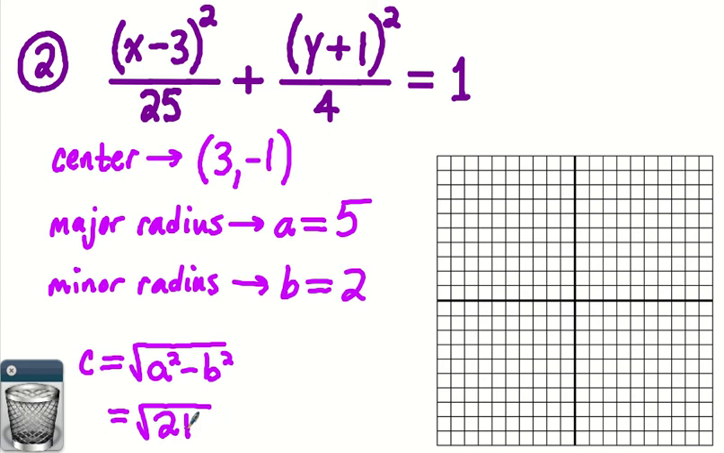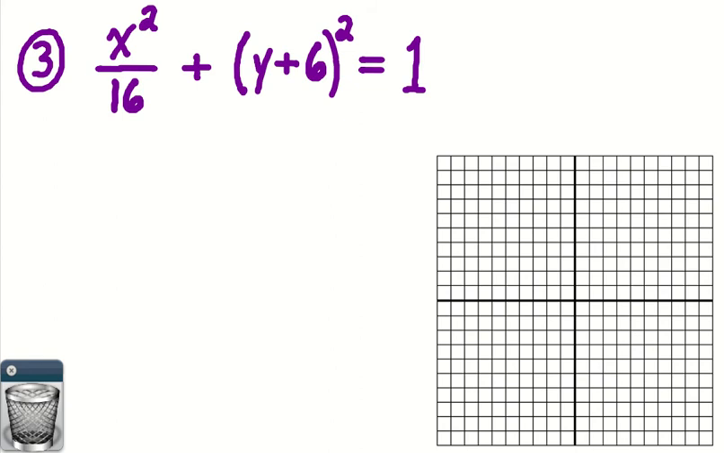Anyway, to sketch this graph, once again, the center is 3, -1. My major radius is 5, 1, 2, 3, 4, 5, kind of spacing this out, and then 2 and 2. Okay, not great, but that would be a sketch of my ellipse. Easy peasy.